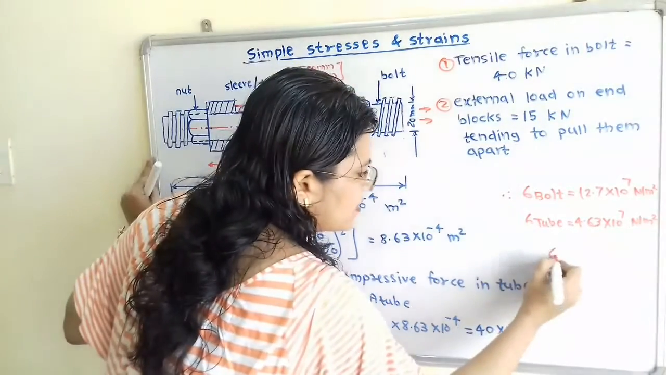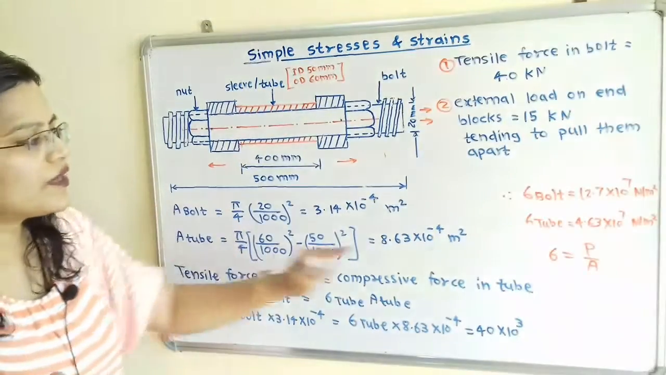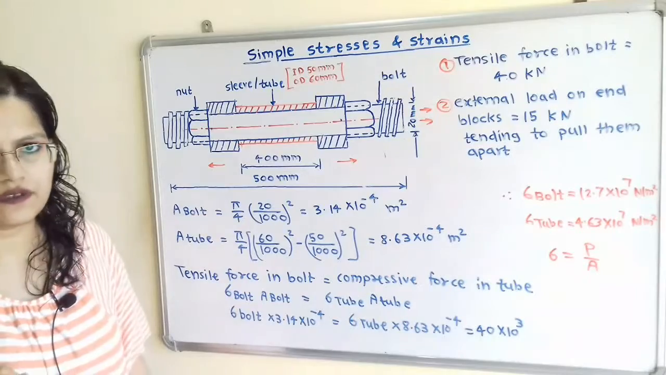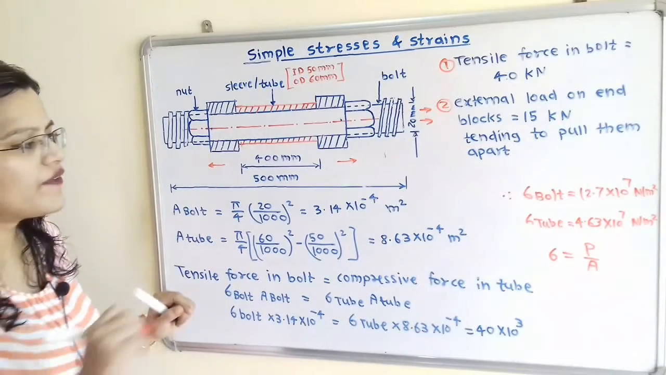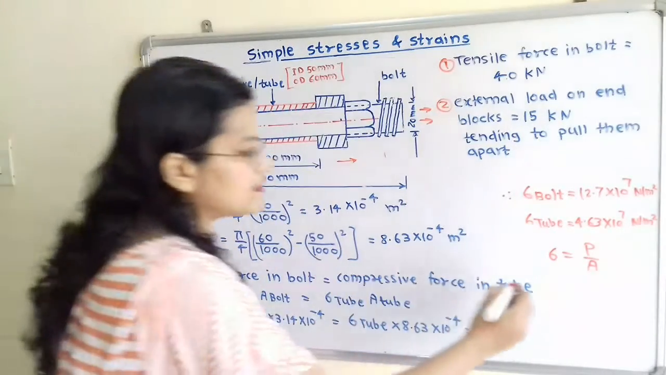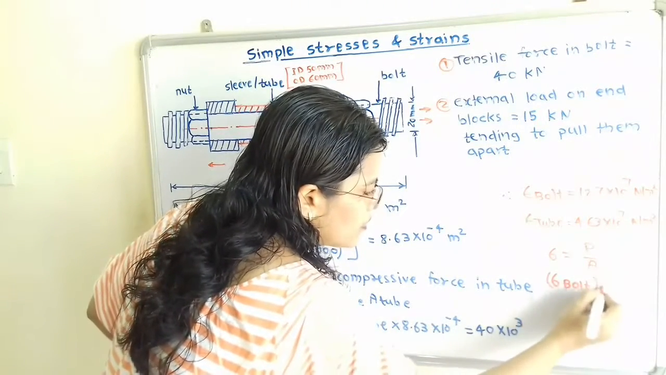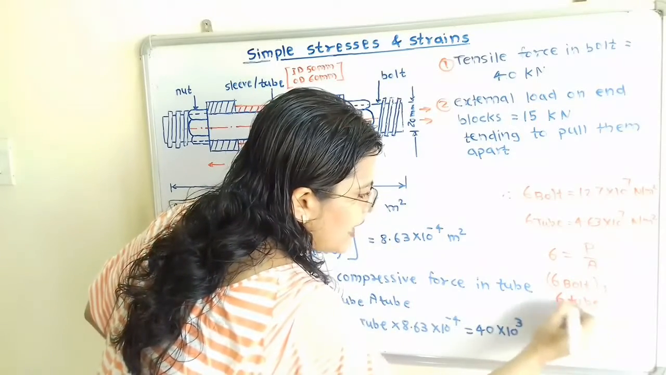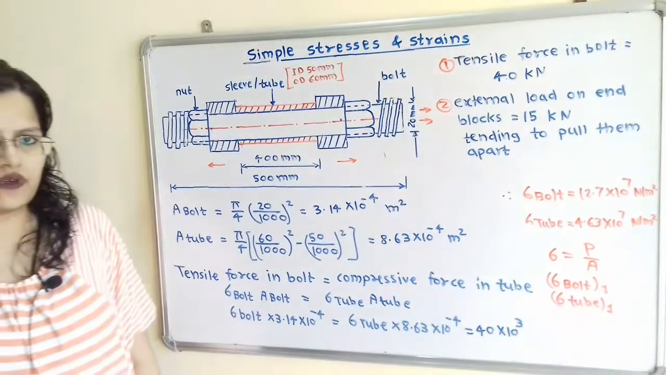So if I write this, sigma is equal to P by A. So we have to first find out the sigma due to this tensile force in this bolt as well as in this tube. So we will give here the suffix 1 for the first type of force. So I will say that sigma bolt 1 we have to find out, and then sigma tube 1 we have to find out. Due to this, tensile force is equal to 40 kN.